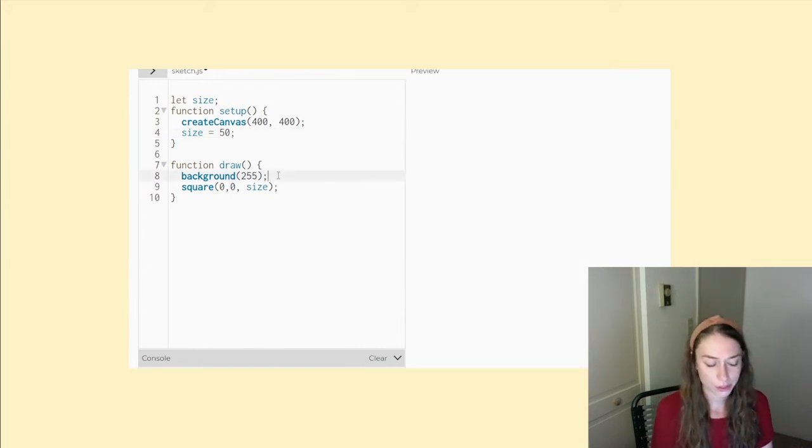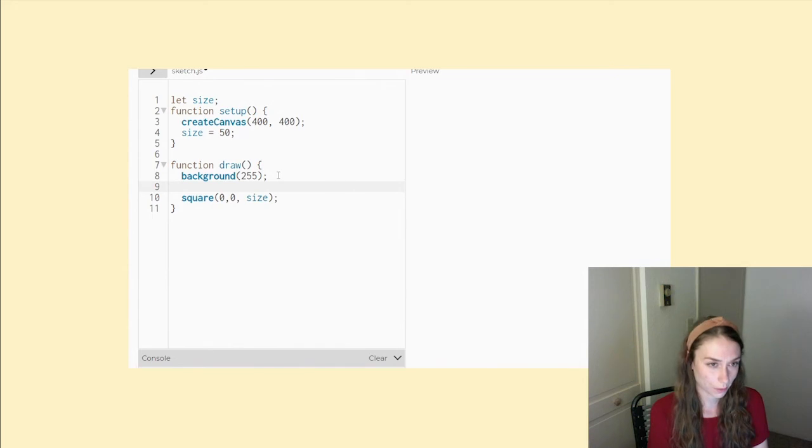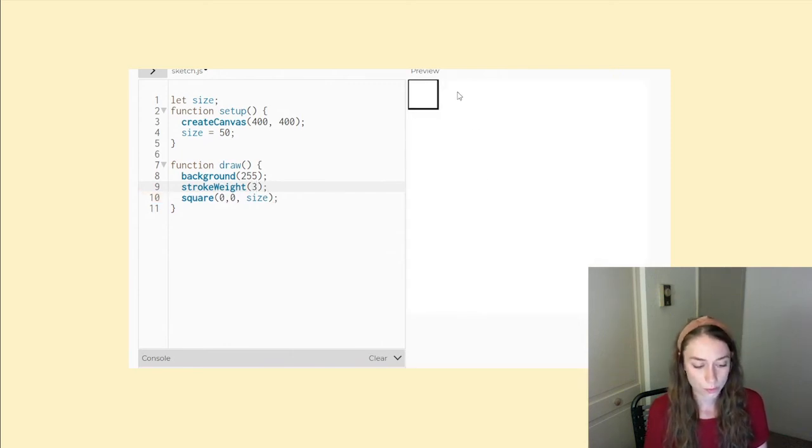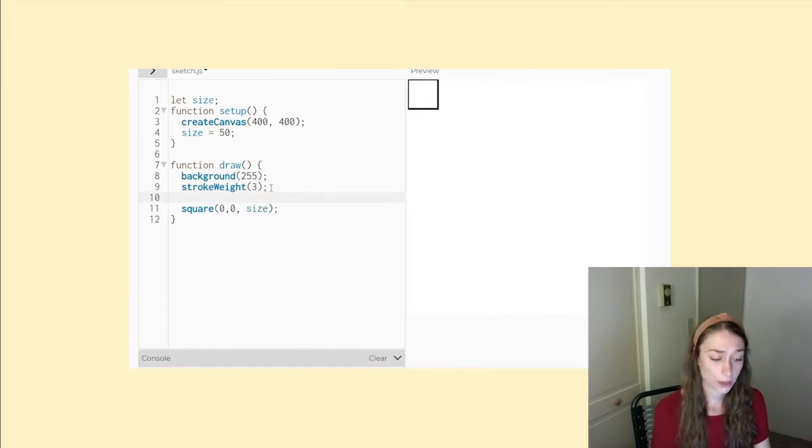Also, because this is just going to be a plain black line on a plain white canvas, I'm going to give it just a little bit more thickness in that stroke. So to do that, we're going to utilize the stroke weight command. And let's see what we end up with here. So just a square at 0, 0 of size 50. Very easy, very self-explanatory.